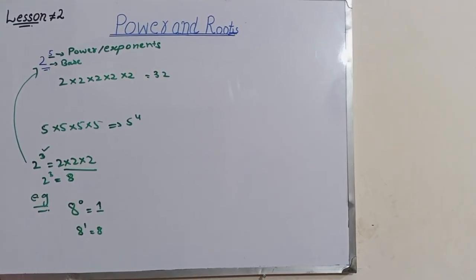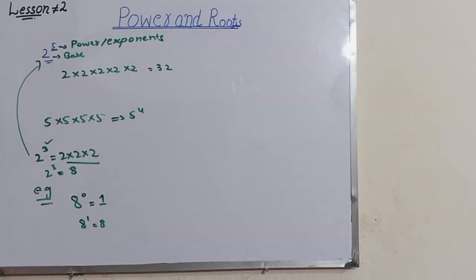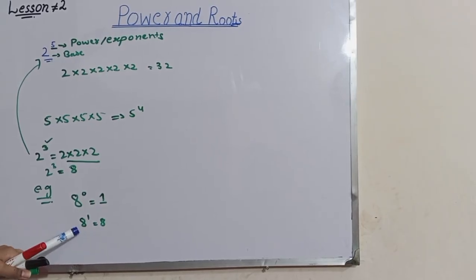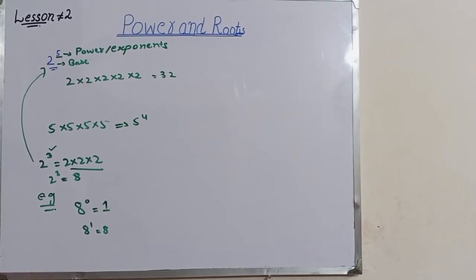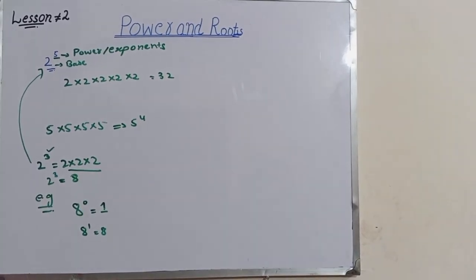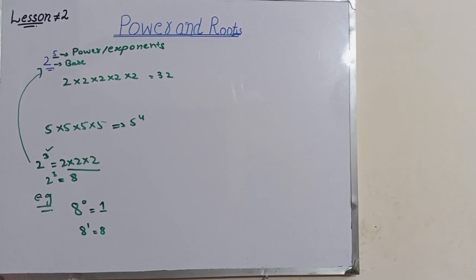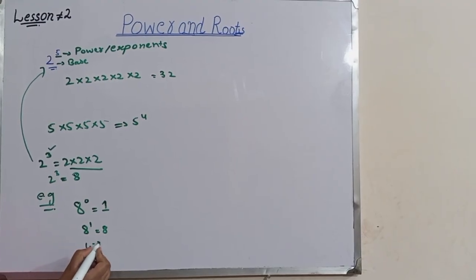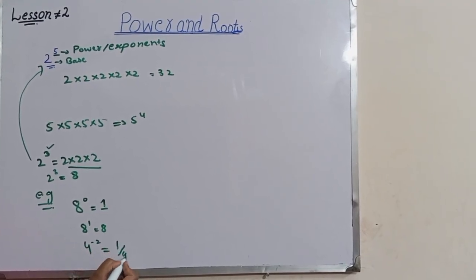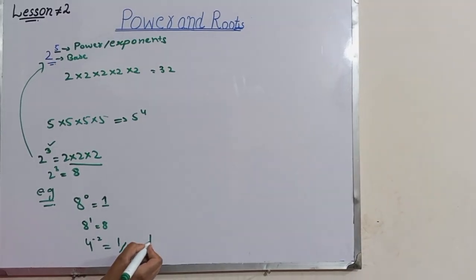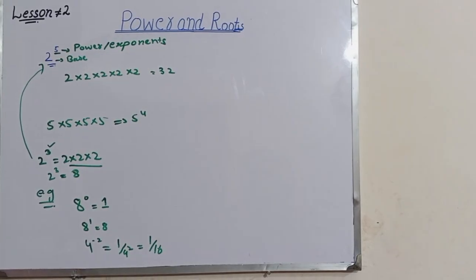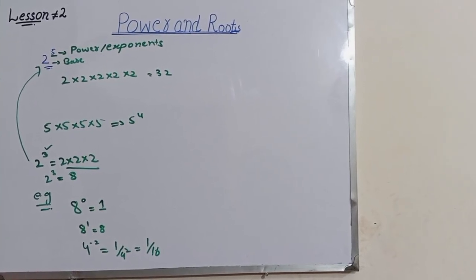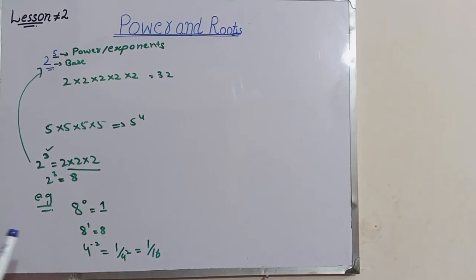To repeat, first, any number raised to the power of 1 equals the number itself. Second, any non-zero number raised to the power of 0 equals 1. And third, when a number has a negative exponent, the result becomes a fraction. For example, 4 to the power of minus 2 means 1 by 4 squared, which is 1 by 16. So negative exponents simply move the number to the denominator.